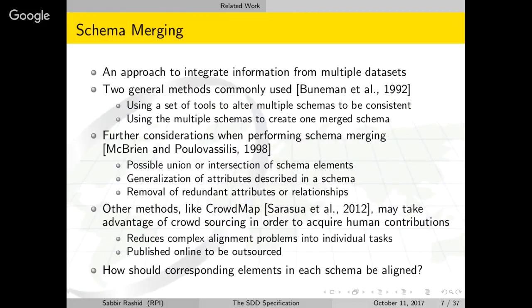The third related background is schema merging, which is an approach to integrate information from multiple data sets. This is done by trying to align the columns or values in a data set schema to see which elements match with elements in a different schema. Two general methods used for schema merging are the use of tools to alter multiple schemas to be consistent. So if you have three or four schemas, you'd alter each of those schemas in such a way that columns that correspond to the same concept have the same label in each of those schemas. The other approach is to use these multiple schemas to create one merged schema.